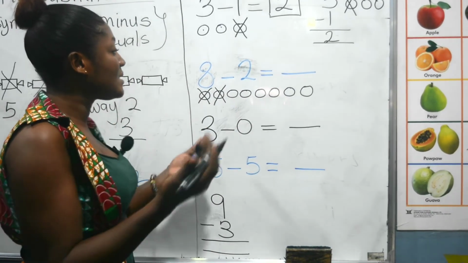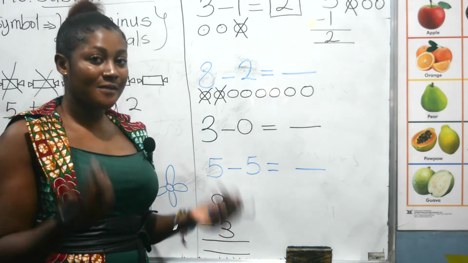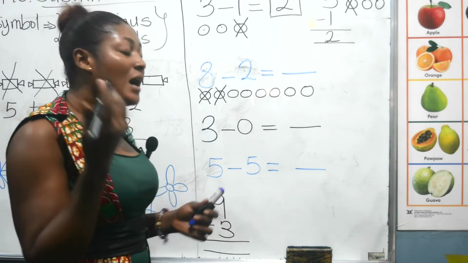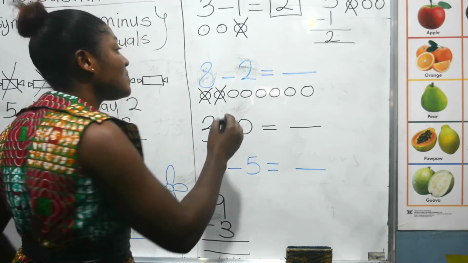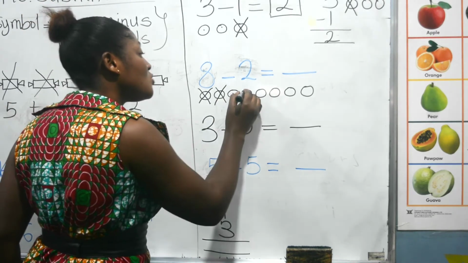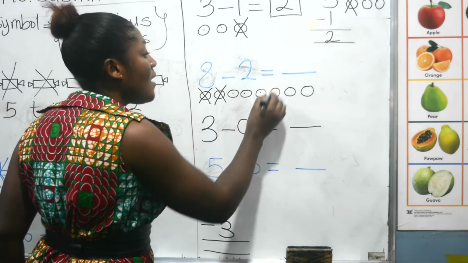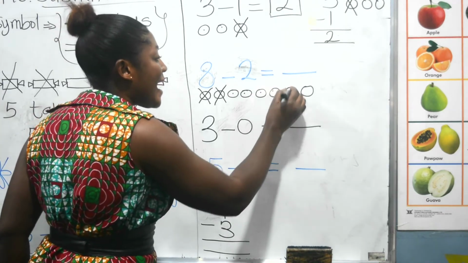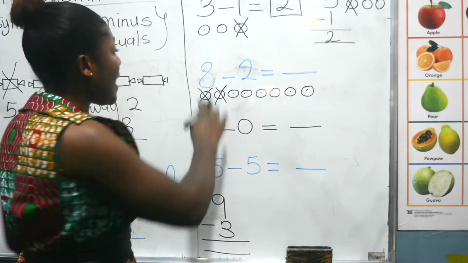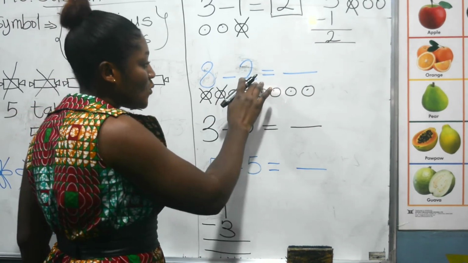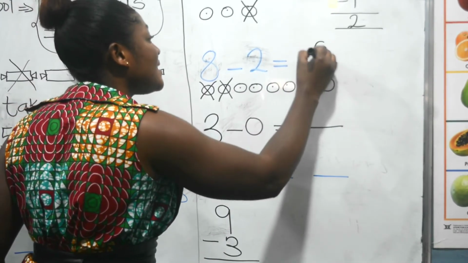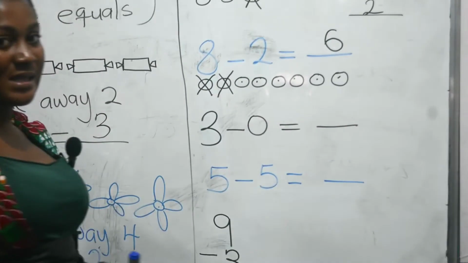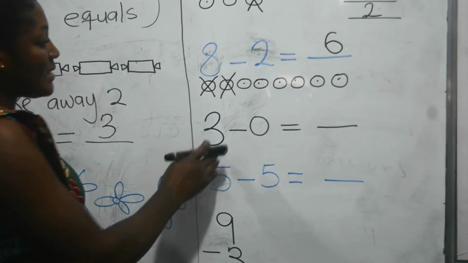Now let's count how many will be left. Are you counting for me? How many did you get? 9? No. Okay. Now let's count it. 1, 2, 3, 4, 5, and 6. So 8 take away 2. The remaining will be what? 6. Then you write your 6 nicely there for auntie. Okay. Now let's go to the next one.